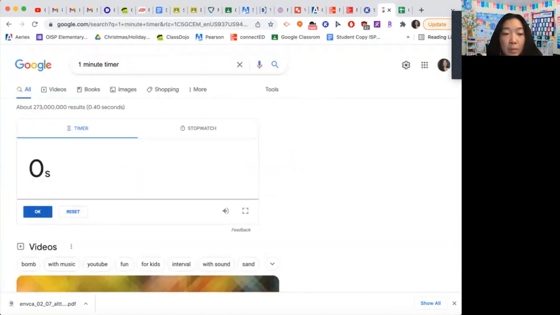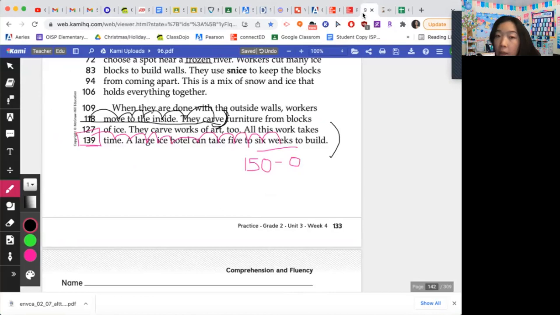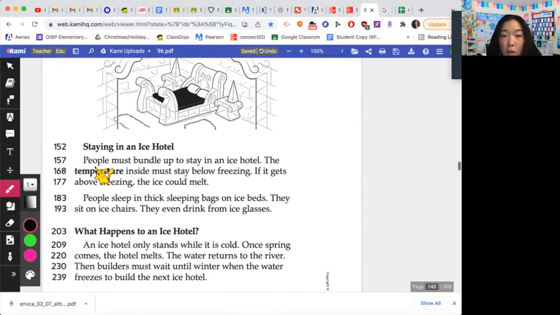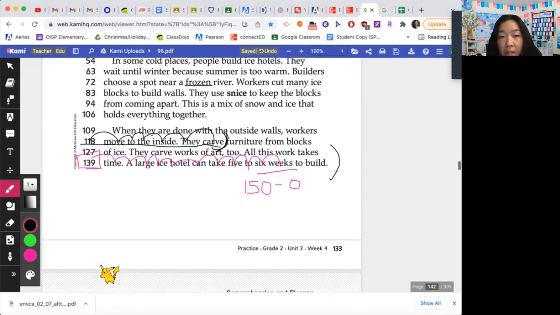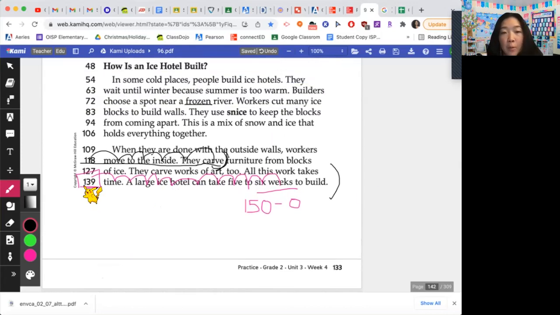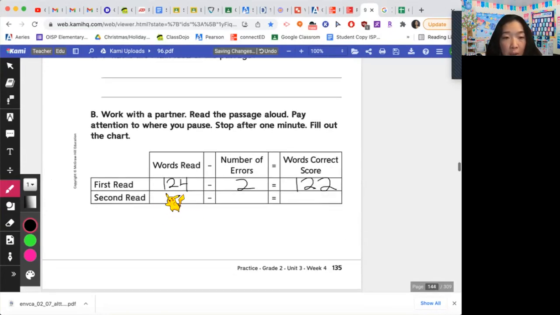So I didn't get to the next page because the timer went off. However, if you get to the next page, you would just keep continuing on. All right. So this time, how many words did I read? I stopped at "built." And then this would be 139. So I'm going to count on from 139. 140, 41, 42, 143, 144, 145, 146, 147, 148, 149, 150, 151, 152. So this time I read 152 words.